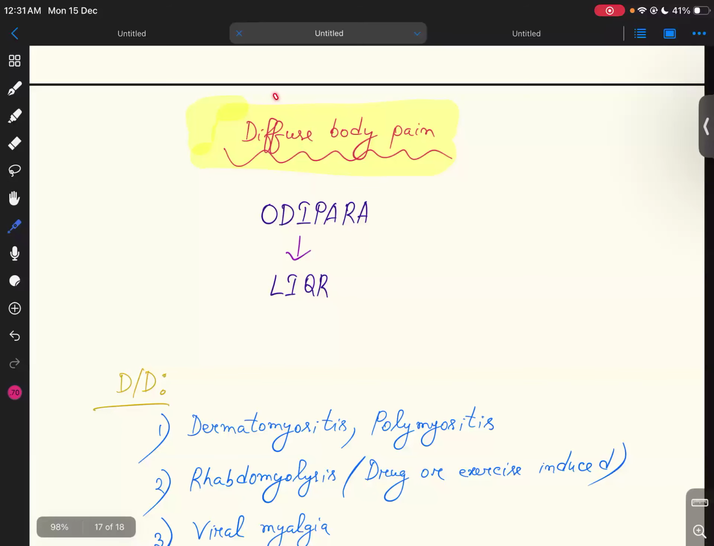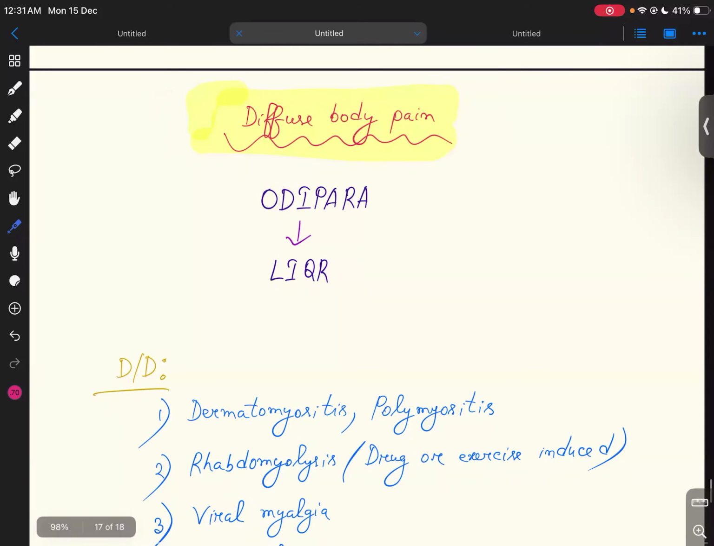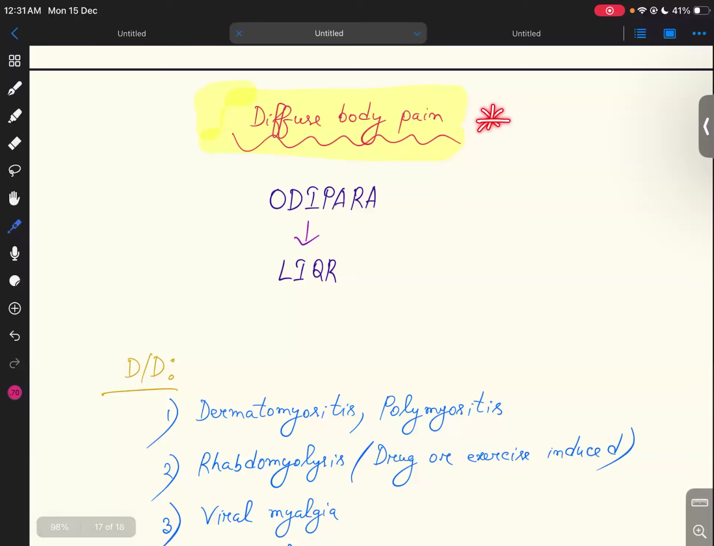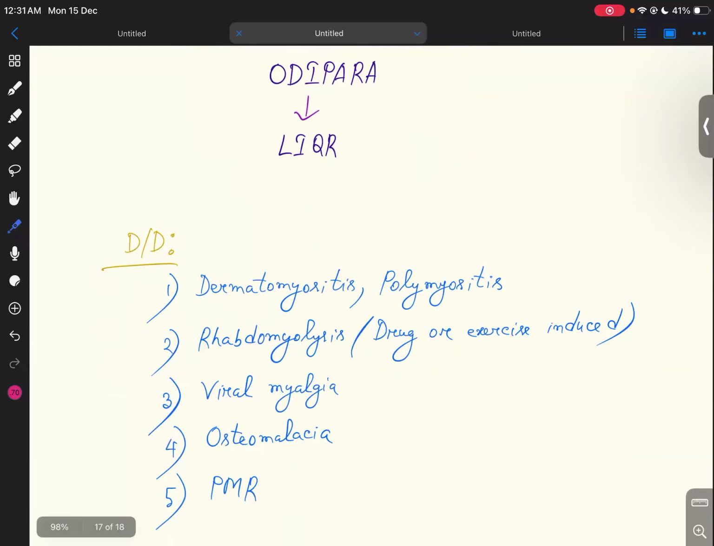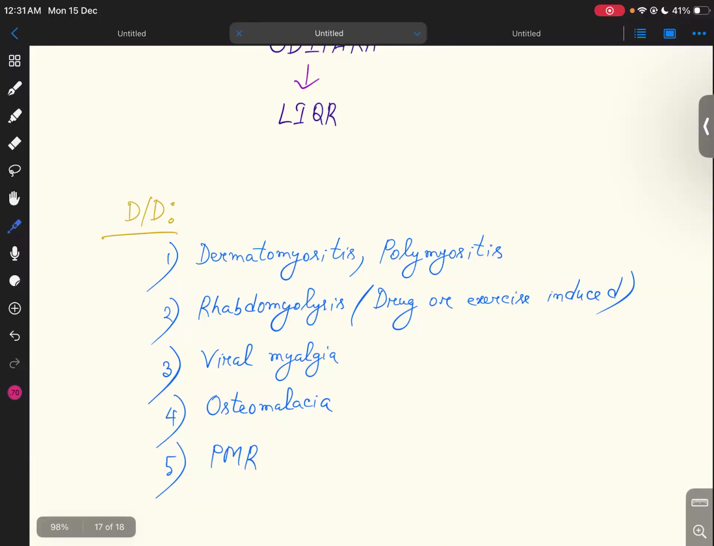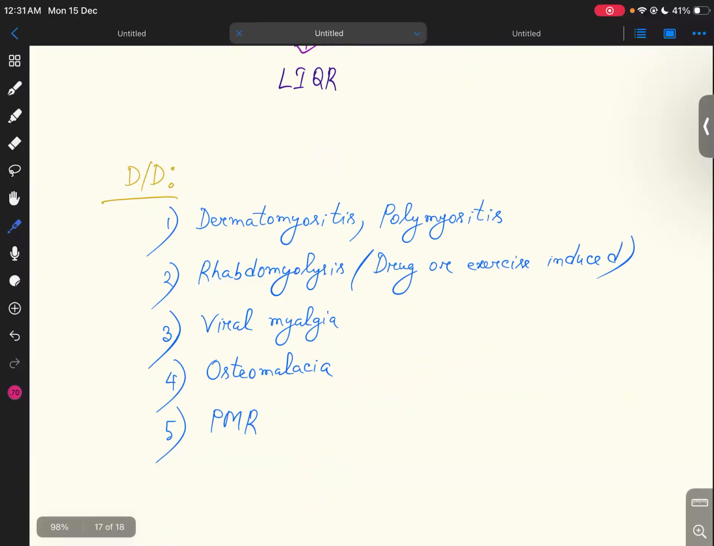This is diffuse body pain. This is also a one-star prompt. That is, it is not that much important for the PACES exam, but it has come only 1 or 2 times. So after analyzing the symptom using the mnemonic Odipara and Liquor, we can directly go to the differential diagnosis. For the PACES exam, the important differential diagnoses for diffuse body pains are dermatomyositis and polymyositis, rhabdomyolysis, viral myalgia, osteomalacia, and polymyalgia rheumatica.